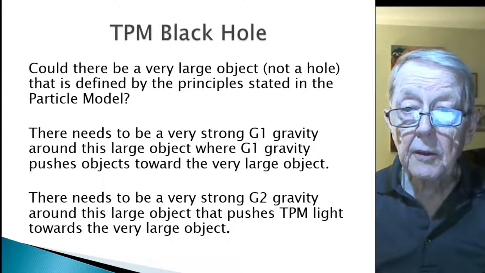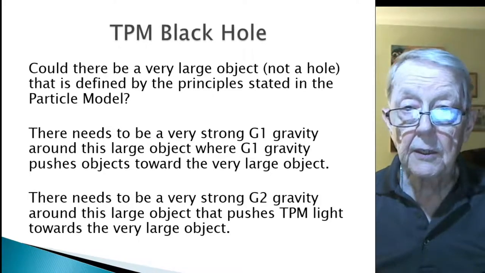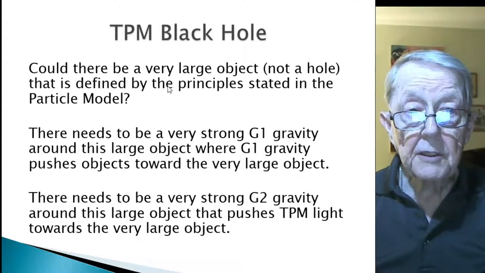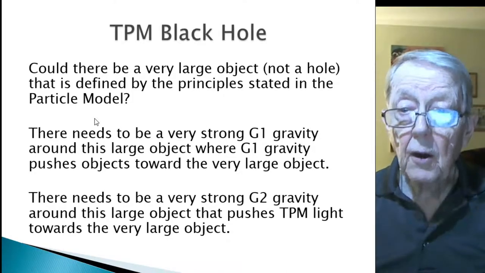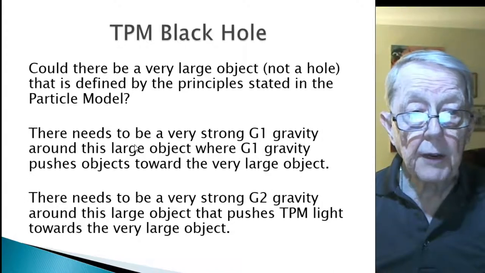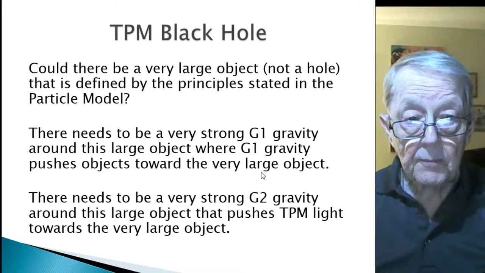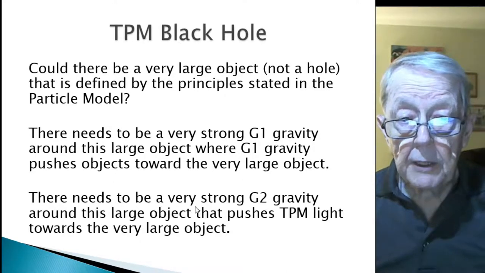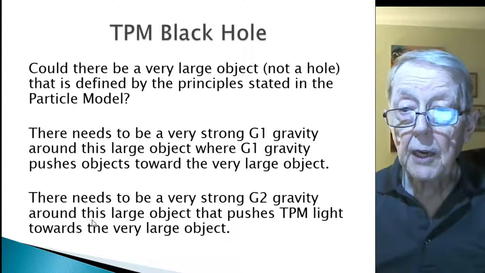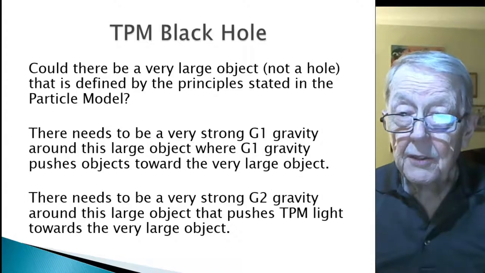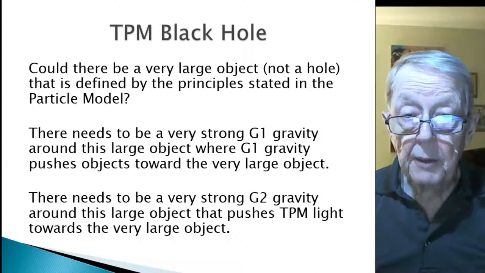Okay, let's talk about what a TPM black hole might be. Could there be a very large object? Not a hole, okay? I'm not really suggesting that there's a black hole here, just a very large object that is defined by the principle stated in the particle model. If you're going to have a black hole, it has to absorb all matter, all light. So there needs to be a very strong G1 gravity around this large object, where G1 gravity pushes objects towards this very large object. And there needs to be a very strong G2 gravity around this large object that pushes light towards it. So now, if you had a large object with a strong enough gravity, then you have one of the primary characteristics of a black hole, in this case, a TPM black hole.